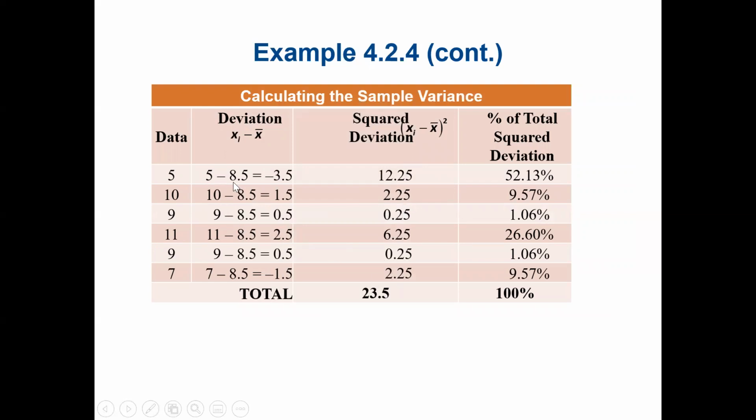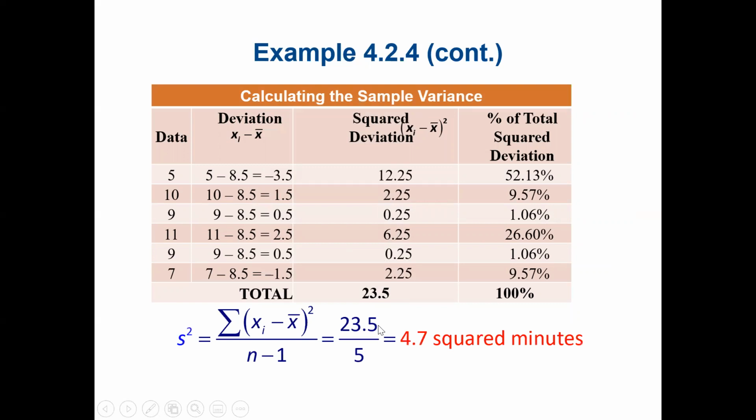For example, 5 minus 8.5 gives us negative 3.5. Negative 3.5 squared will give us 12.25. Same thing, the next value, 10 minus 8.5. The answer is 1.5. 1.5 squared will give us 2.25. So after we finish, we add all the values. That's the squared deviation. We sum all, we get 23.5.